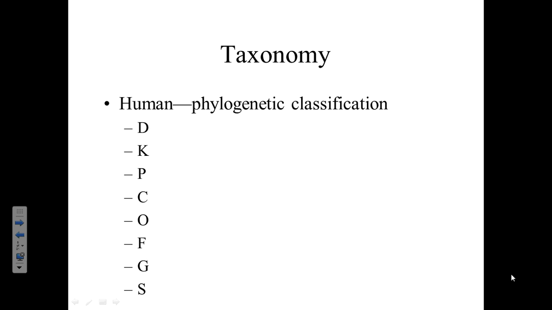And we want to go through and just remind you of where we belong in this system. What domain do we belong to? Eukarya. Kingdom is pretty obvious. Animalia. What phylum do we belong to as humans? Chordata, which includes what? All the vertebrates. So our kingdom includes all animals. Our phylum includes only the vertebrates.